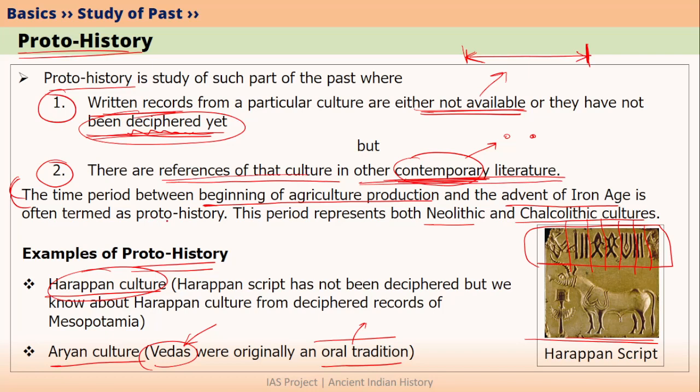The second definition is the time period between the beginning of agriculture production and the advent of the Iron Age. If we go by this definition, Neolithic and Chalcolithic cultures are often called proto-history. This second definition is very famous in European culture or European history. In the case of India, we generally use the first definition. Let's go forward.